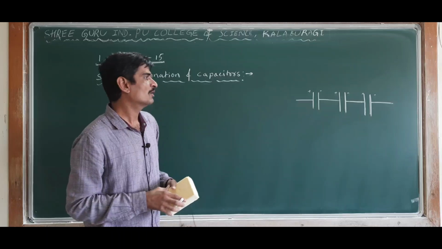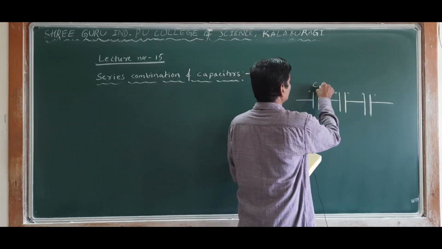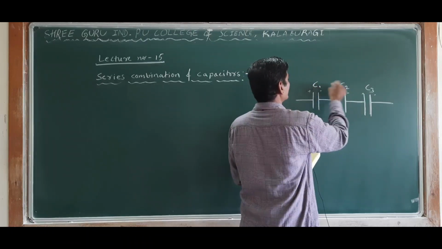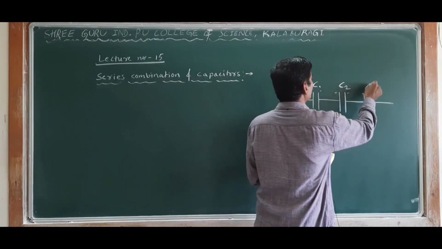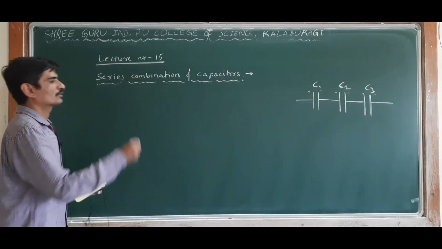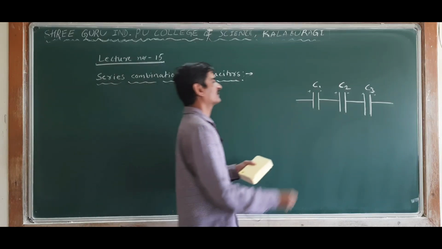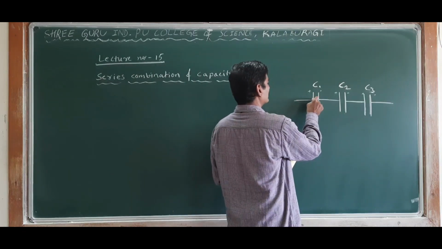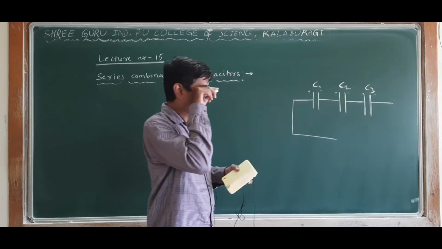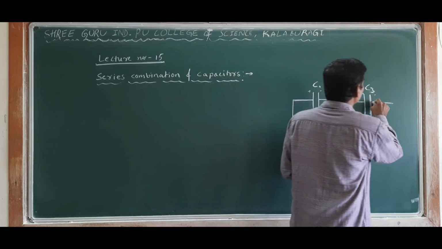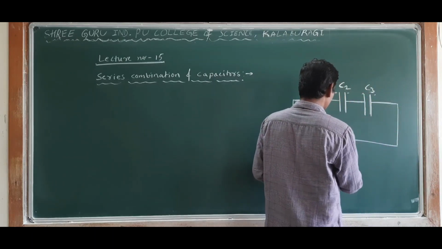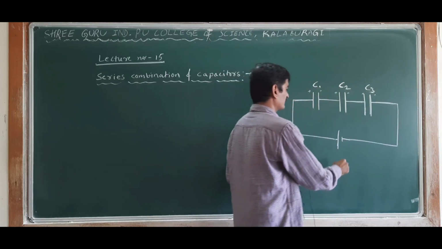Now let us consider three different capacitors, C1, C2 and C3, connected in series as shown in the figure, and let V be the applied potential difference.